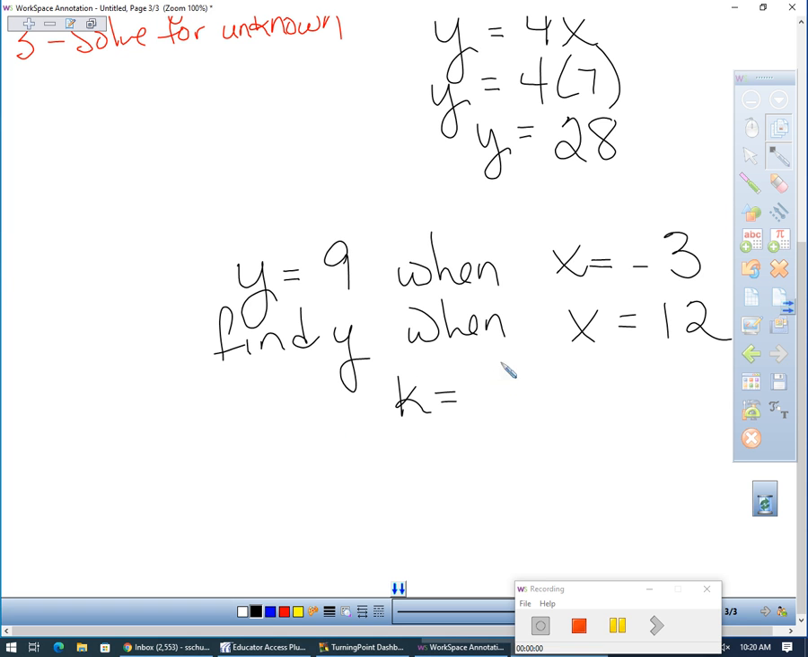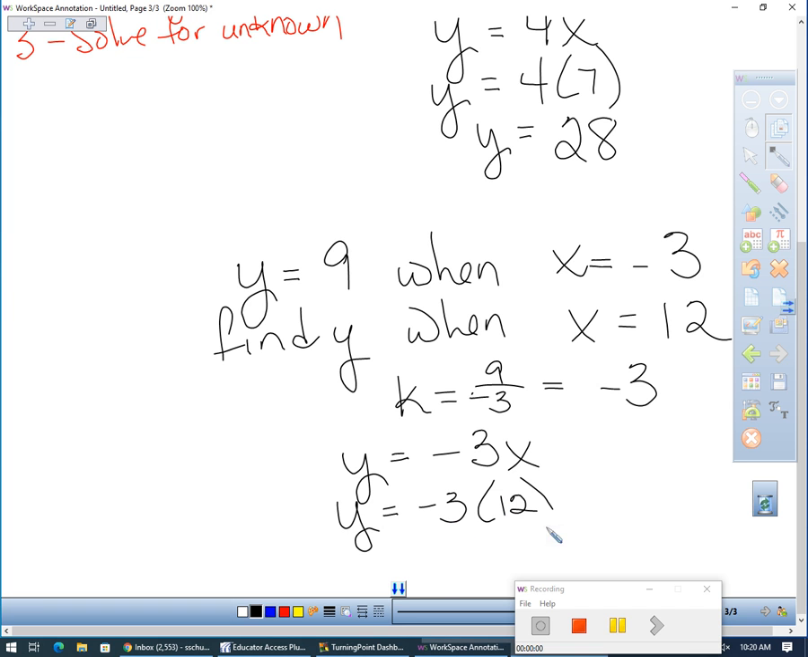K equals 9 over negative 3. So k equals what? Negative 3. Good. Second step, we write our equation. Y equals negative 3x. Third step, we're going to plug 12 in for x. Y equals negative 3 times 12. Y equals negative 36. That I agree with.